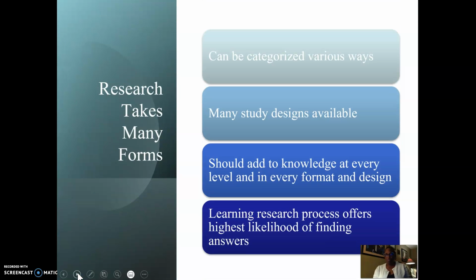Research takes on many forms. It can be categorized in various ways. There are many study designs or methodologies that are available, and they should add to our knowledge at every level and in every format and design. Learning research processes offers a higher likelihood of finding answers, as opposed to a quick search. When we go through that research process, we're more likely to find the answers.